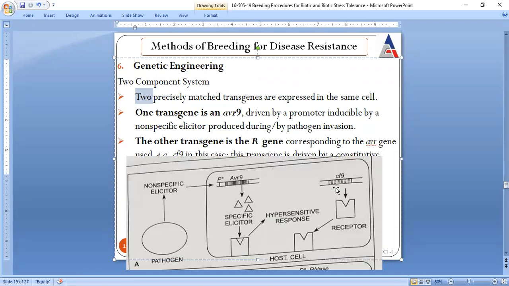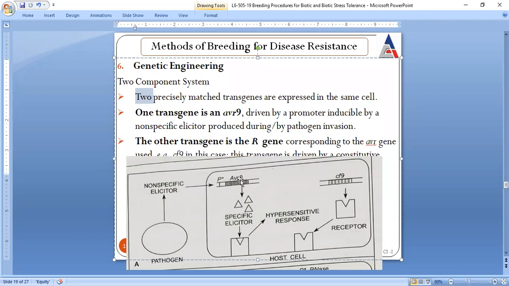But within this host, there is the presence of one endogenous gene action, and that endogenous gene action is involving the two transgenes. One transgene is AVR and the other transgene is the R gene, that in turn is producing CF9, right? So it is clear to all, two precisely matched transgenes are expressed in the same cell. This one transgene is AVR9. Any gene comes into action only if it has a promoter, because if genes without any promoter came into action, they would lead to the death of even the normal cells.